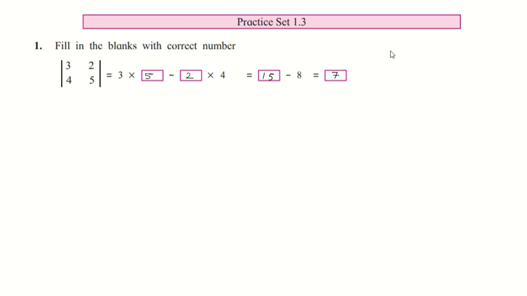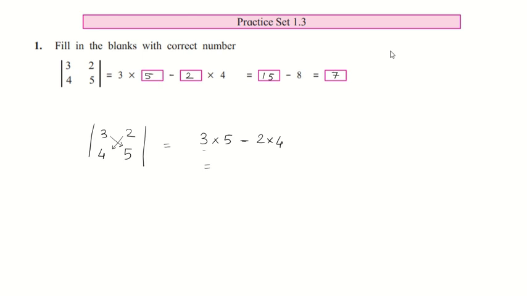So 15 minus 8 is 7. How did we solve this? I will explain it further. This is the question 3, 4, 2, 5. We have to solve this in this way: 3 into 5, there will be a minus sign in between, and 2 into 4.